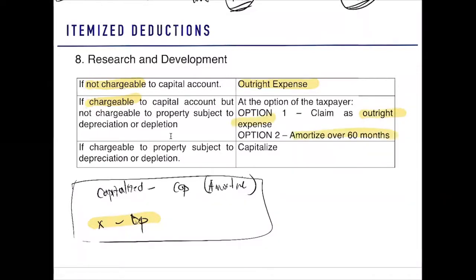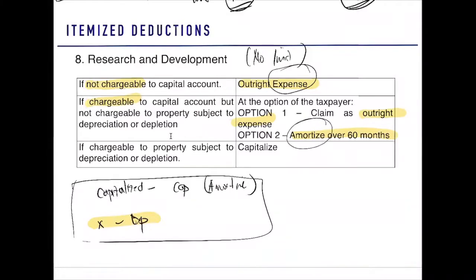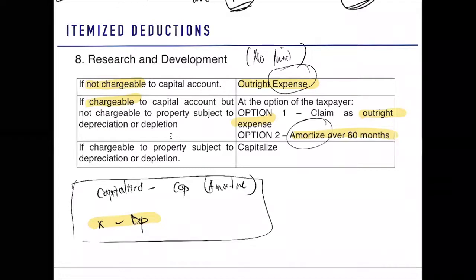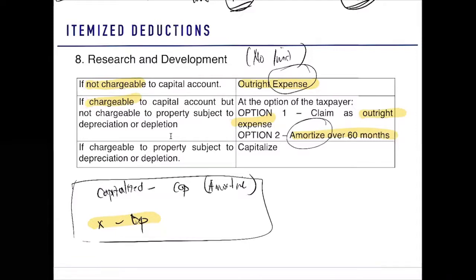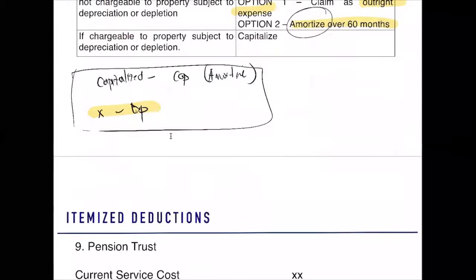So here, there is no limit again. There is no limit as to the amount of research and development. It is just that you should know when it is expense and when should you amortize. So this one is dependent on the taxpayer, whether he will amortize or claim it as expense. So he will either claim it as an expense directly or he will amortize it. That's for research and development.